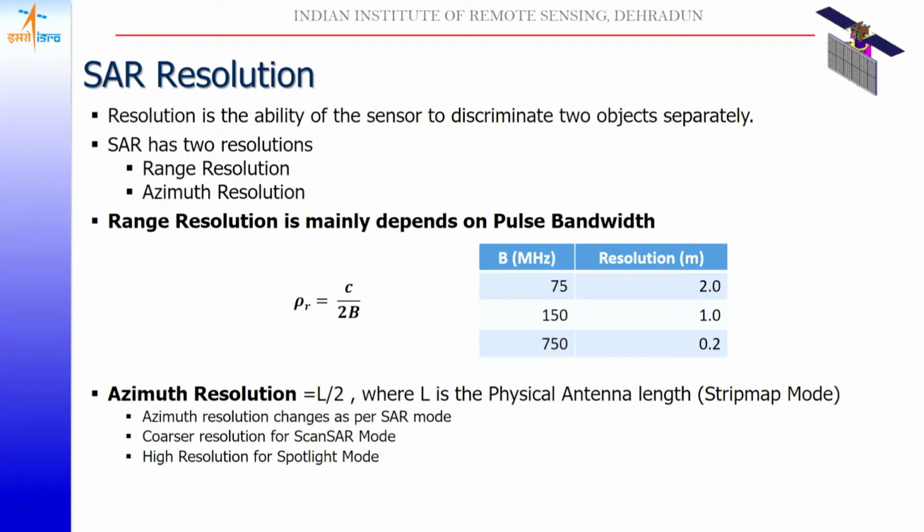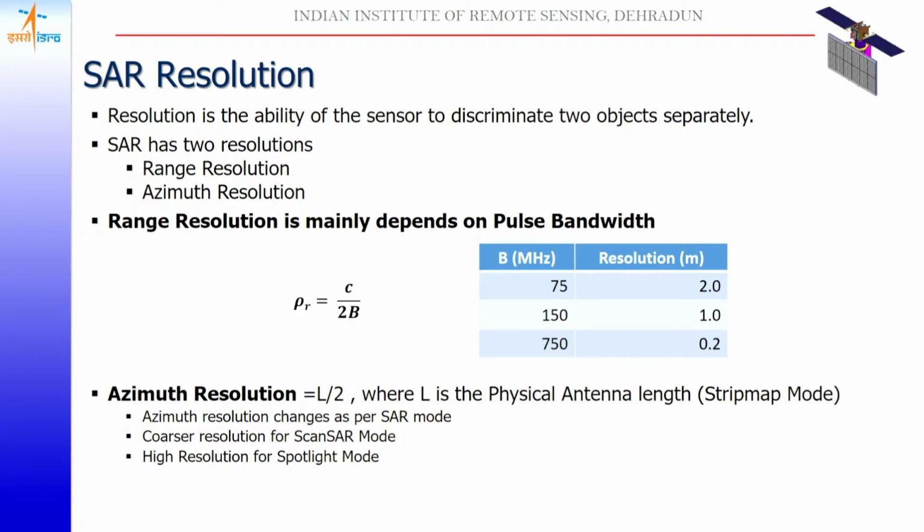So in designing a SAR antenna, we have to design the bandwidth in such a way that for a particular application we get a particular resolution. Like with C by 2B, if we have a bandwidth of 75 megahertz, then we get a resolution of 2 meter. And if we have 150 megahertz, then we have 1 meter resolution. So from this table you can see that the bandwidth and the resolution are inversely proportional.